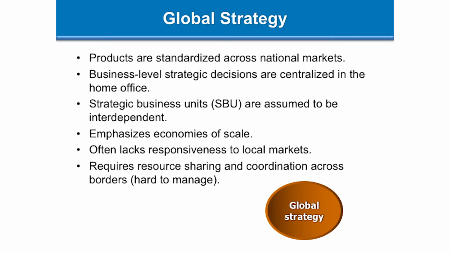First of all, firms that produce more standardized products, such as IKEA furniture, across national markets need to pursue the global strategy. These types of firms' business level strategic decisions are mostly centralized in the headquarters. And other strategic business units under the headquarters are interdependent. For these firms, economies of scale is emphasized and resource sharing is required across borders, because cost reducing over a greater quantity and sharing resources are core activities to realize economies of scale in global strategy. This strategy often lacks local responsiveness due to focusing more on standardization.